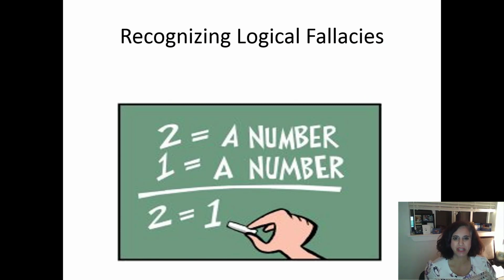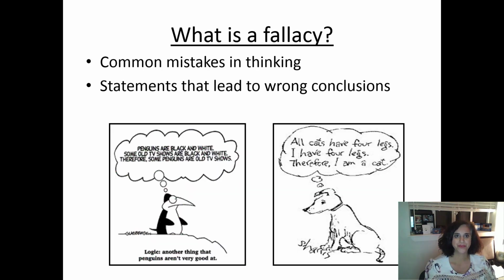Let's take a look at this picture right here. 2 is equal to a number, and of course 1 is equal to a number. Therefore, 2 equals 1. Well, of course that's not true. So how did we get to that answer? It is a fallacy. A fallacy is common mistakes in thinking. These are statements that lead to wrong conclusions.